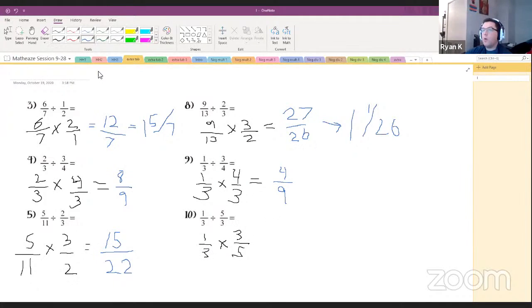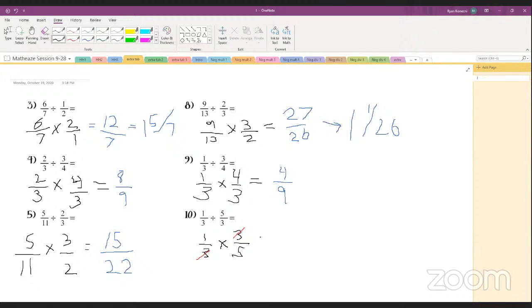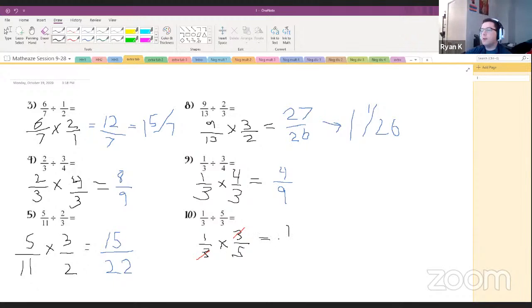So we could do that, or remember like earlier, there's a 3 on the top here and a 3 on the bottom. We could just cancel those out, right? So we could say this is 3/15, or if we cancel this out, we'll get what? 1/5. Right. And is 1/5 the same as 3/15? Yes. They're equivalent.